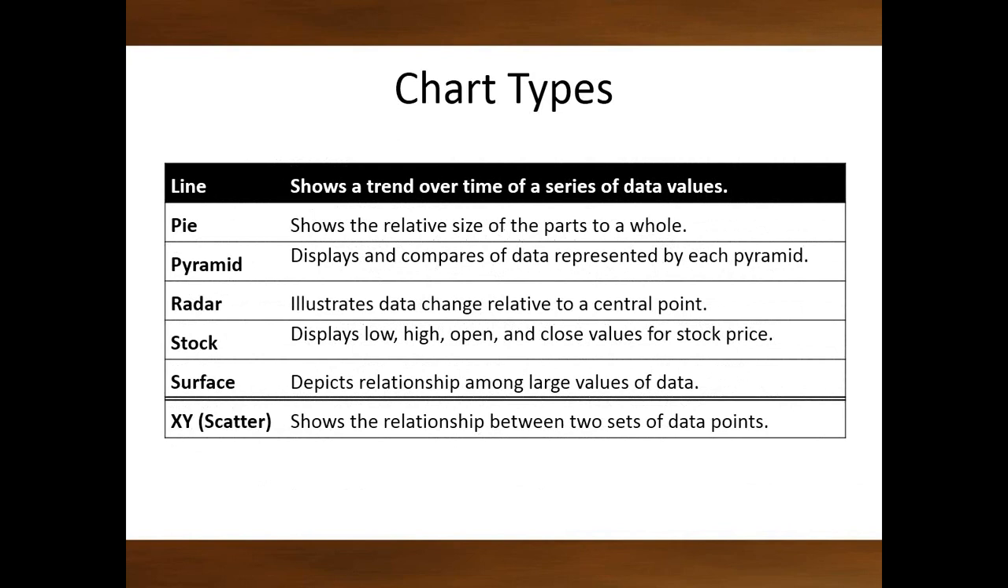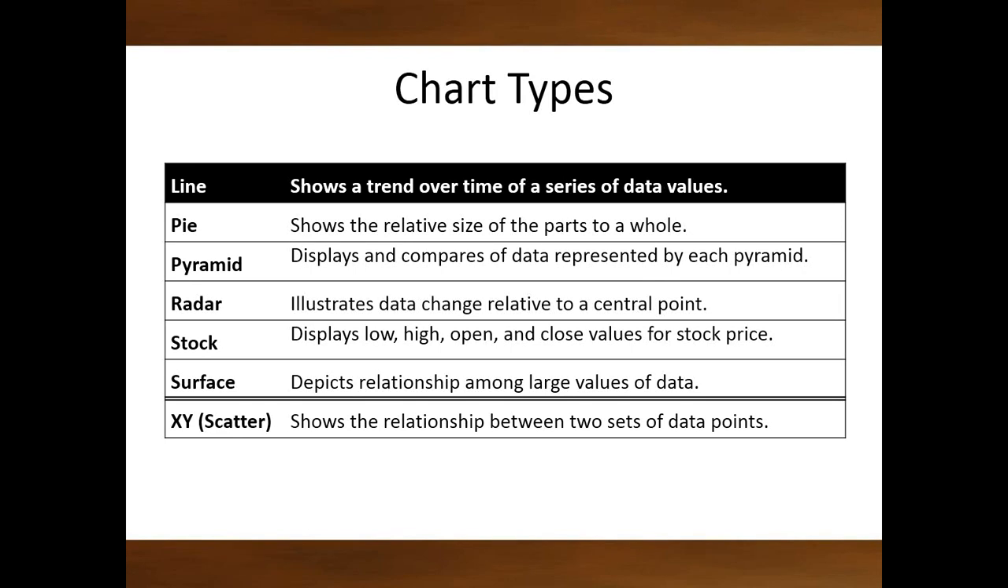The next type of chart is the line chart. The line chart shows a trend over time of a series of data values. Then we have the pie chart. The pie chart shows the relative size of the parts to a whole. The pyramid chart displays and compares data represented by each pyramid.